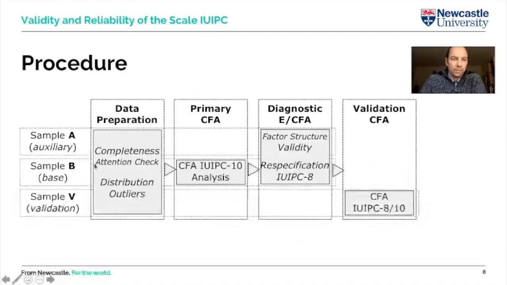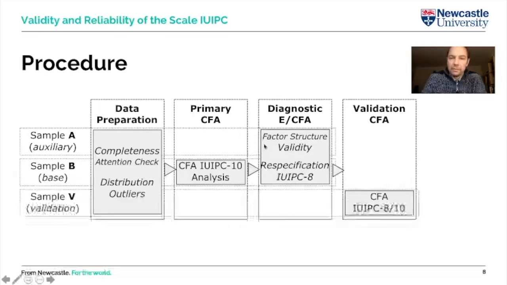So first of all, we had a data preparation phase, looking at completeness, attention check, distribution, outliers, and so on. We then conducted a primary confirmatory factor analysis on our base sample, which allowed us to investigate whether we have validity and reliability for IUIPC in the first place.